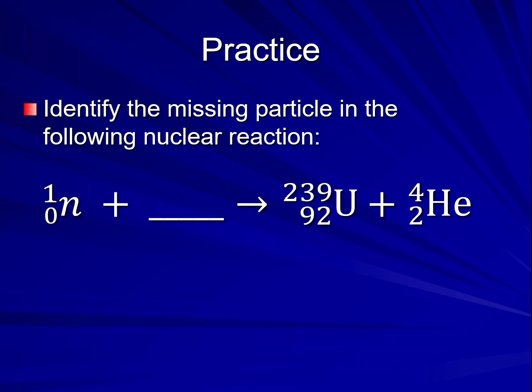Here's one of your artificial transmutations. They're putting pieces together, and then you make something different. Okay, so the top number adds up to 243. So over on this side, it's got to be 242. Pu.